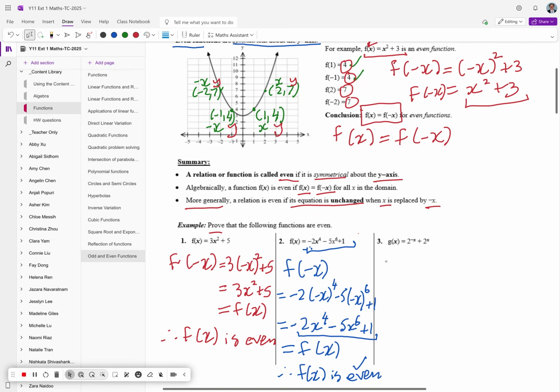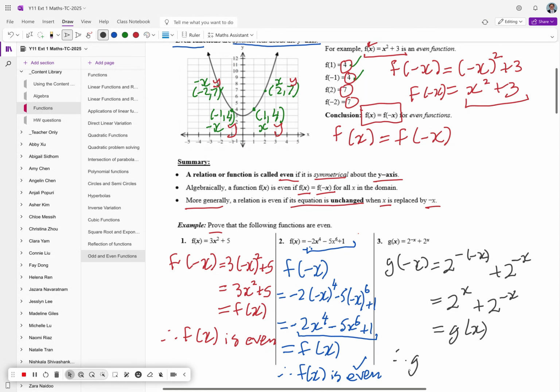Now let's do this one. We're going to go, let's try a different color again. We're going to have g of minus x is equal to 2 to the minus x. So replace all the x's with minus x. Now that gives me 2 to the x plus 2 to the minus x, which equals g of x. Therefore, g of x is even. Okay, so that's how you show algebraically that a function is even.